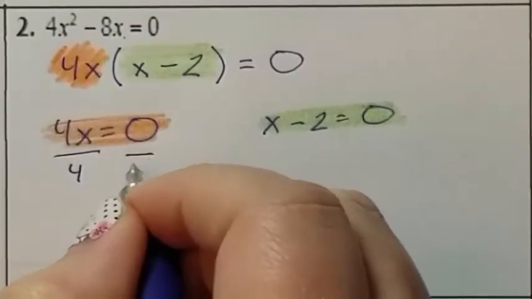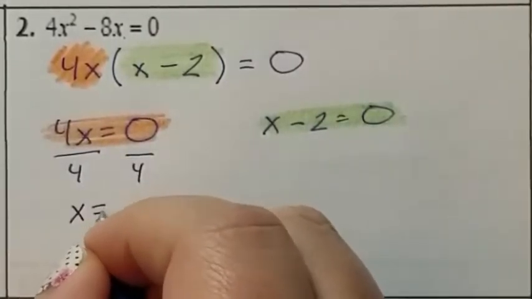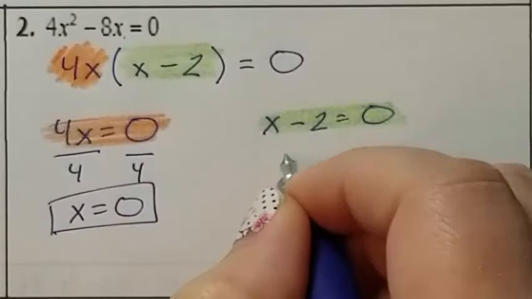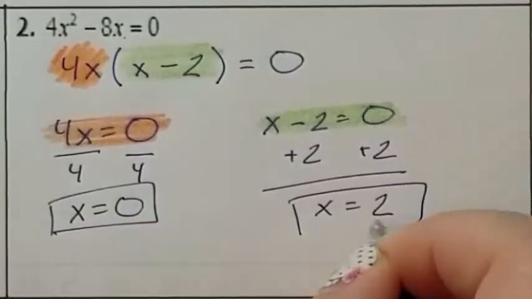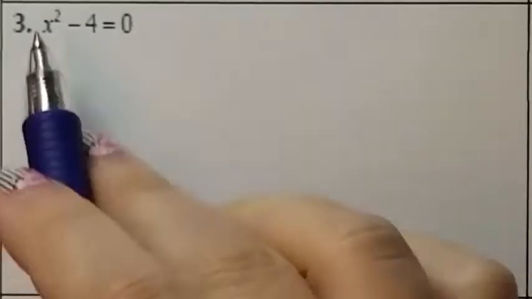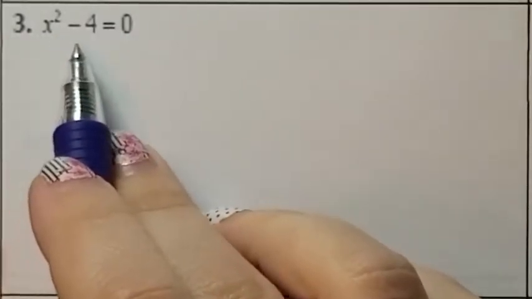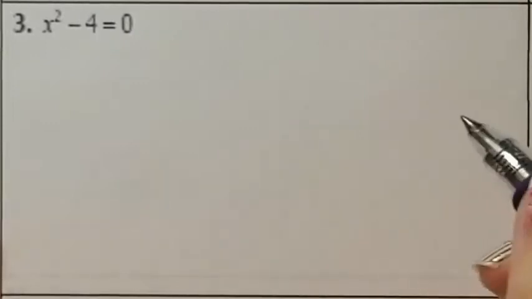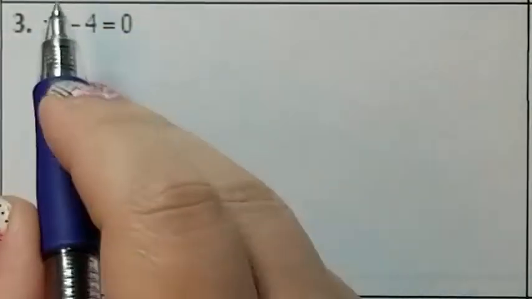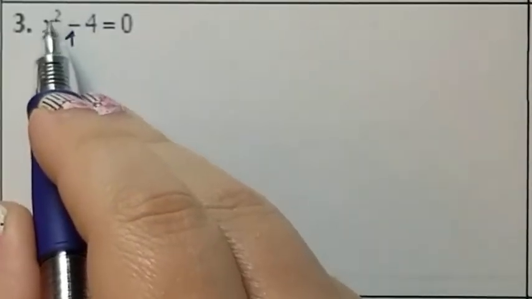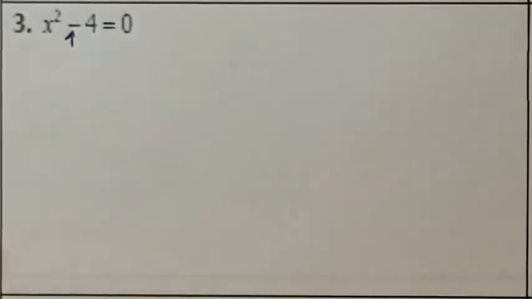So for the orange one, divide both sides by 4, x equals 0. For the green one, add 2 to each side. So x is either equaling 0 or x equals 2. Problem number 3. I need to factor this because the direction said I had to solve by factoring. I see that this is a subtraction sign, and I see that the two terms, I can actually take the square root of both terms.